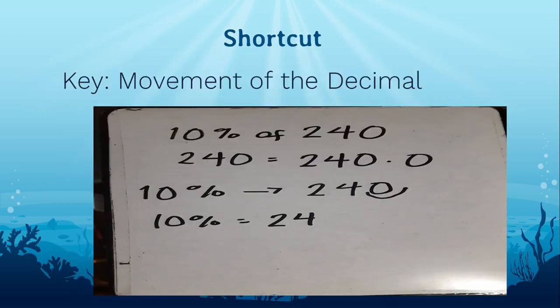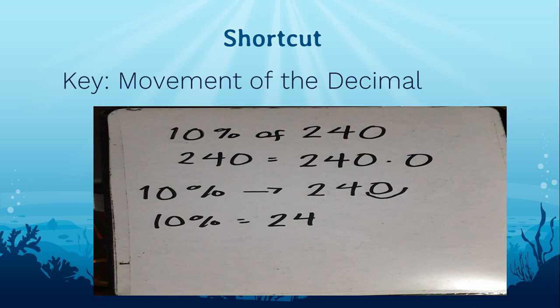Now, let me present to you the shortcut and how this shortcut is derived. Firstly, the key to this shortcut is the movement of the decimal point. So, for example, here we need to find 10% of 240. So, our base is 240 and our rate is 10%, which is quite an easy rate.